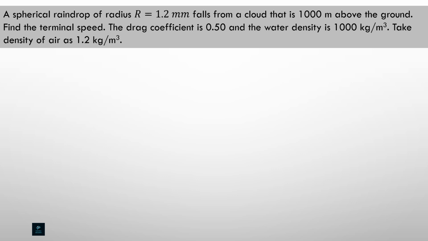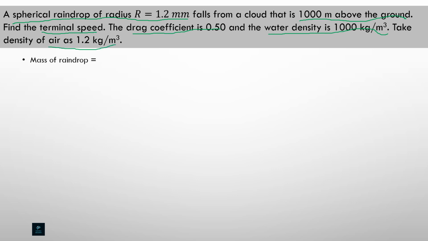Now we'll take an example. In this example, a spherical raindrop of radius r equal to 1.2 mm falls from a cloud. The height of the cloud is 1000 meters above the ground. We are required to find the terminal speed of the raindrop. We can take drag coefficient as 0.5, water density as 1000 kg per meter cube, and density of air as 1.2 kg per meter cube.